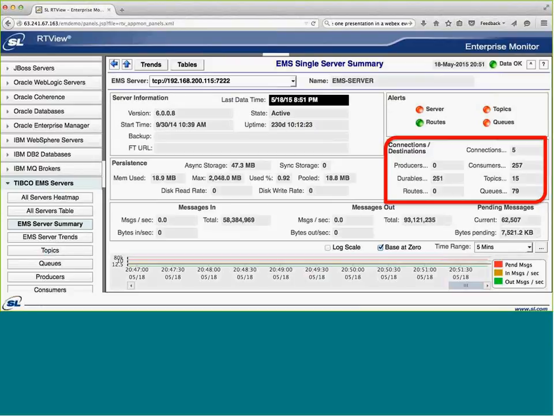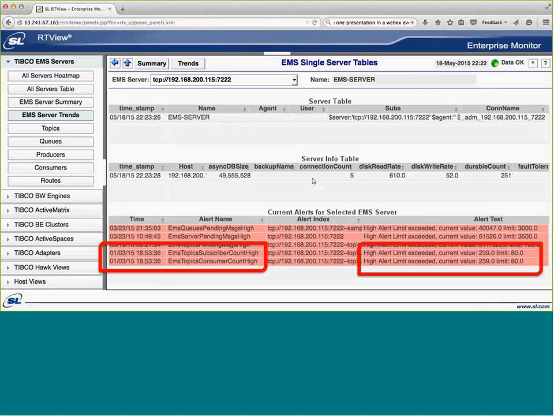So here we've got an example screen. This, of course, is produced by RTView. But you'll see here that we're able to look at the connections and the destinations. We're able to monitor the number of consumers, the number of connections, and, of course, the topics and the queues. We have an alert to monitor the number of subscribers and the number of consumers that are connected to this particular server. The normal expected behavior is 80, but in this case, it's shot up to 239. So clearly something has happened.